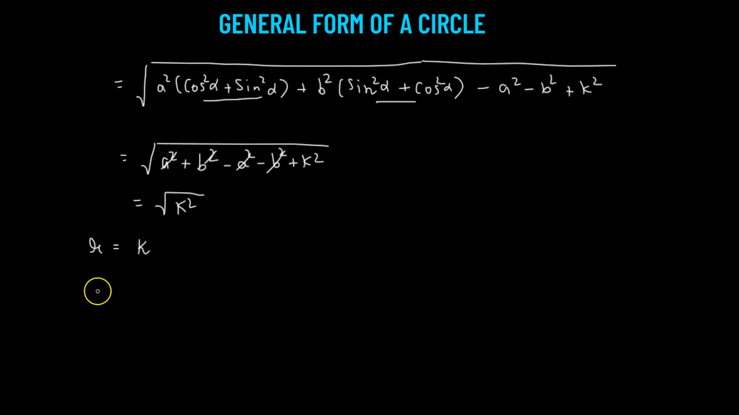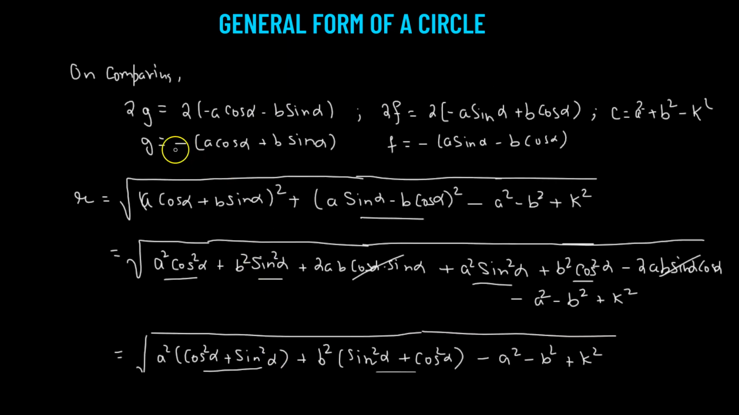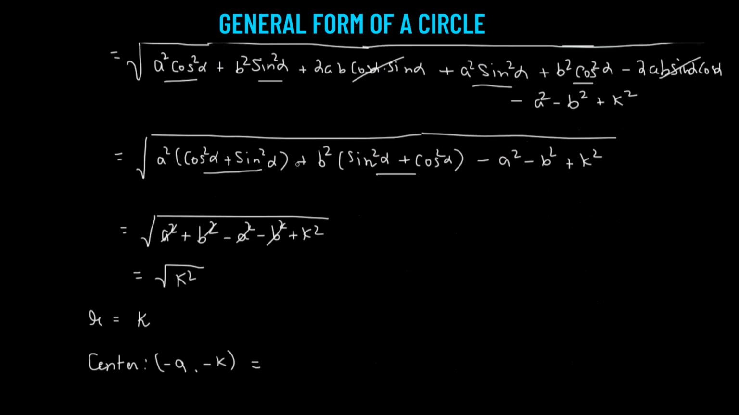Now coming to the center. The center is given by the coordinate negative g comma negative f. I've already defined the value of g, so g is negative of a cosine alpha plus b sine alpha, but we need negative g, so this will become simply positive a cosine alpha plus b sine alpha.